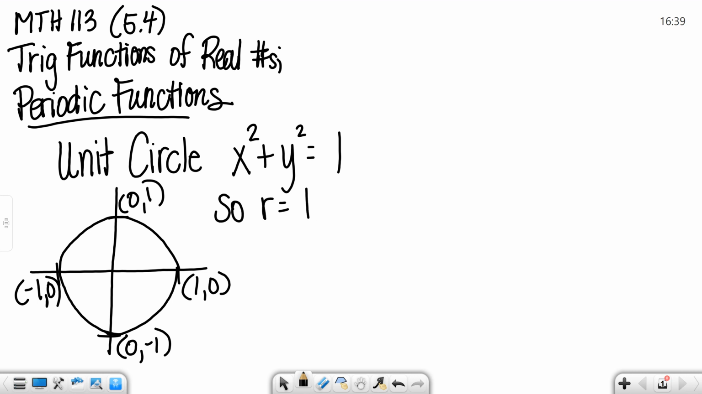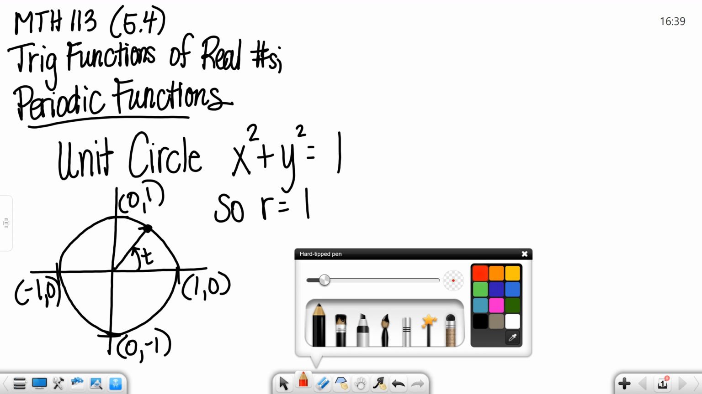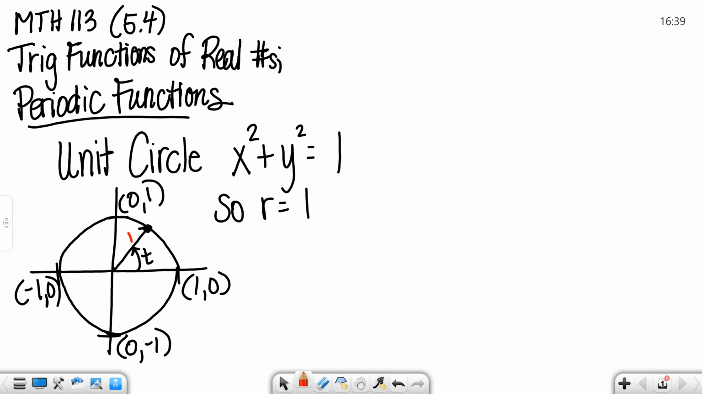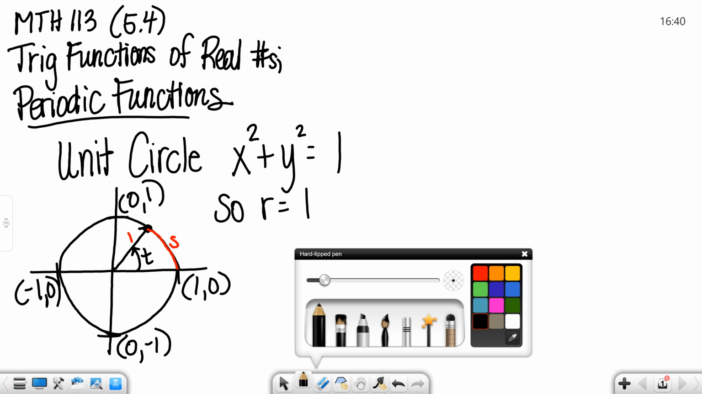So r is 1. If I draw, let's say we just pick a point right here, and we can say this is an angle. We're going to name it, instead of naming it theta, we're going to name it angle T. The radius of this circle is 1. Now I've marked that using the quadrants, the ordered pairs, but if you actually see it written here, you know R is 1. And then we also talked about earlier in chapter 5 that the length of this is called S. So let's just relate that to what we're doing here.